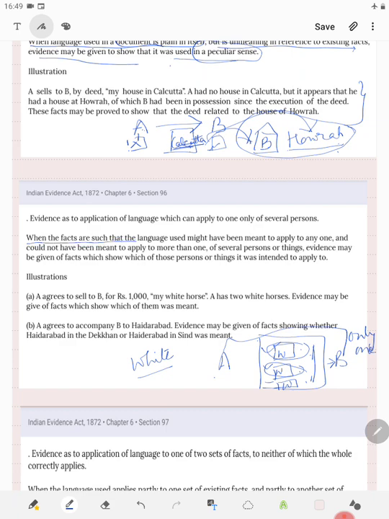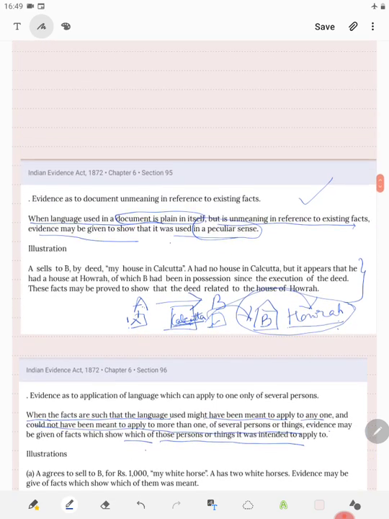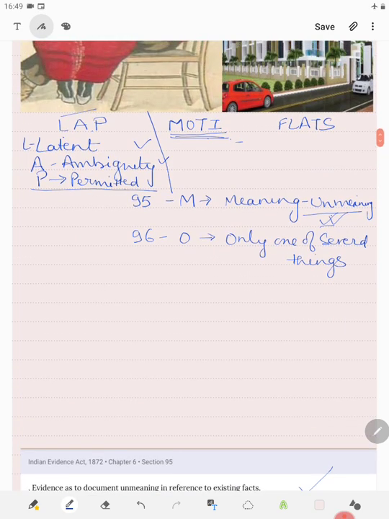When facts are such that the language used might have been meant to apply to anyone and could not have been meant to apply to more than one of several persons or things, so it can apply to anyone but could not have applied to more than one, that is, only one was sold, evidence may be given of fact which shows which of those persons or things it was intended to apply to. So evidence can be given as to which white horse it actually was that was referred to by A or by B. So that is what O is here, one of the several things referred.